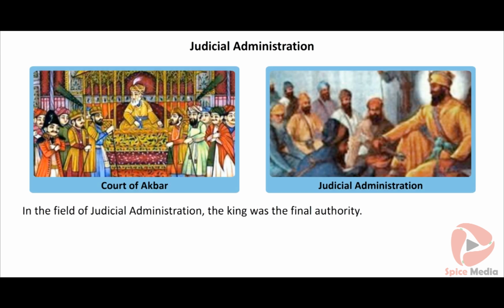Judicial administration. In the field of judicial administration, the king was the final authority. He dealt with the appeals from the lower courts and special cases. The chief qazis were the judicial officers at the lower level. Except Akbar, the rest of the Mughal emperors followed Islamic law. Akbar appointed pandits to deal with Hindu cases.